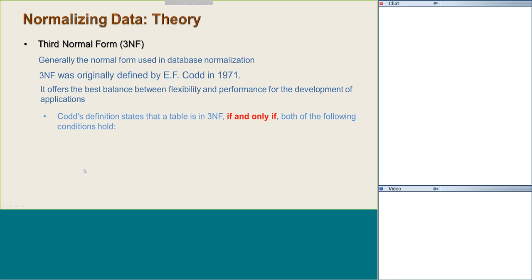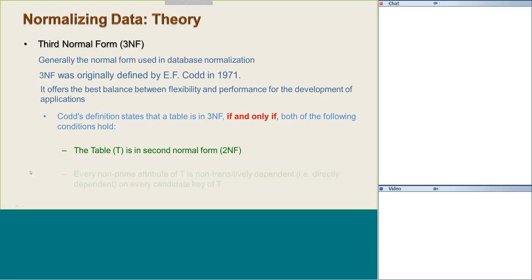Right. Codd's definition states that a table is in third normal form if and only if both of the following conditions hold true. The first is that the table must be in second normal form. Now, you may think that a bit funny, but there are circumstances where people can claim that they've got a third normal form table that is not second normal form, in which case it's not a third normal form table. It must be truly second normal form before we can even consider the third normal form.